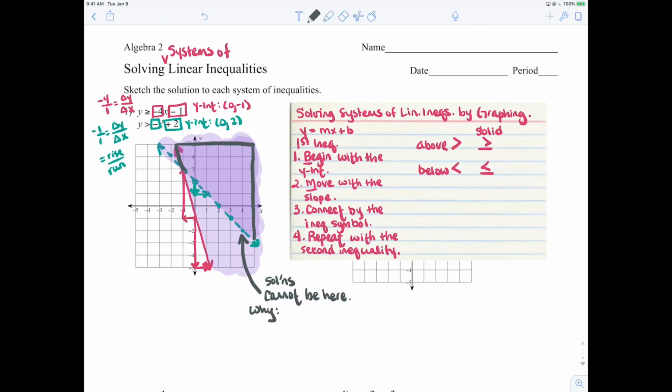And then use your note card and what we've done before to graph the other systems of linear inequalities and identify the set of solutions.